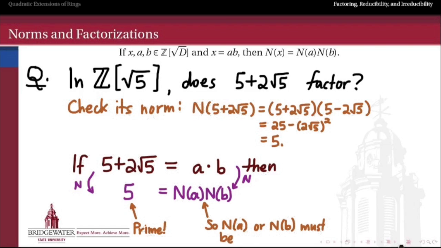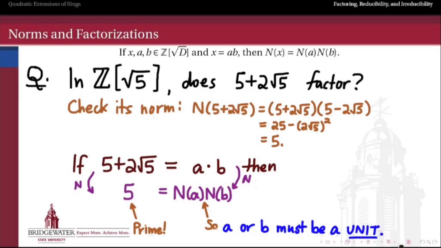And so we can conclude that either the norm of a or the norm of b has to be 1 or negative 1, in order that their norms multiply together in the ring of integers to give me 5, because 5 is a prime integer. But remember, having a norm of plus or minus 1 is going to imply that in our original ring, a or b has to be a unit.